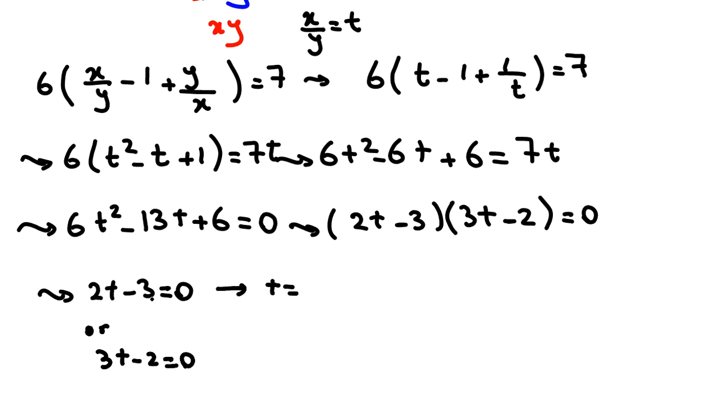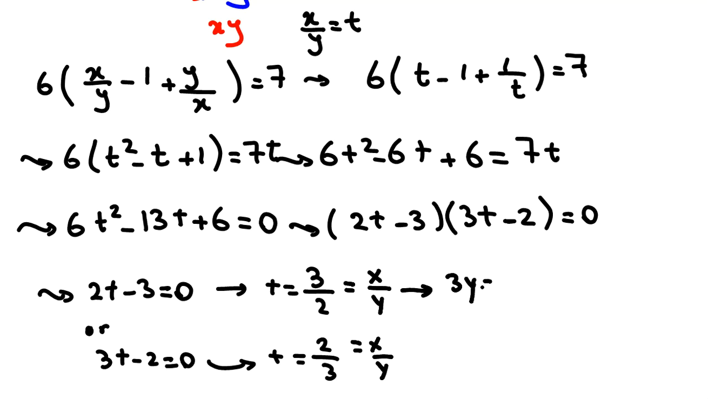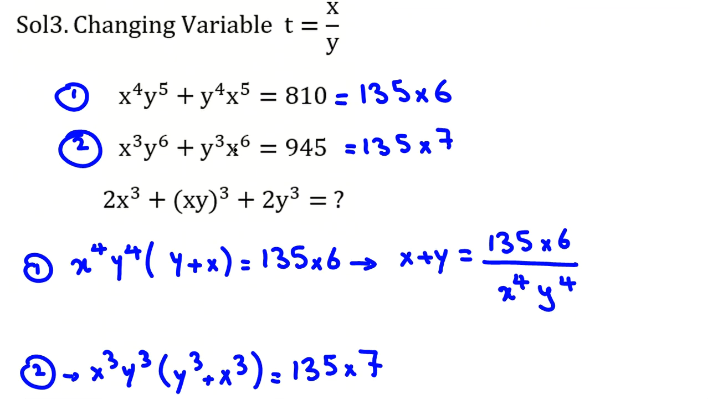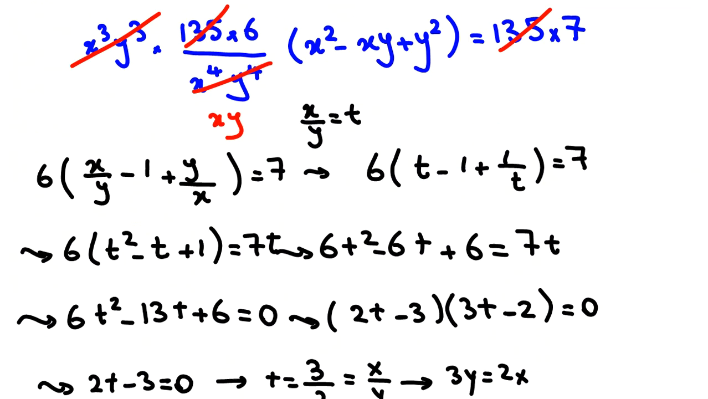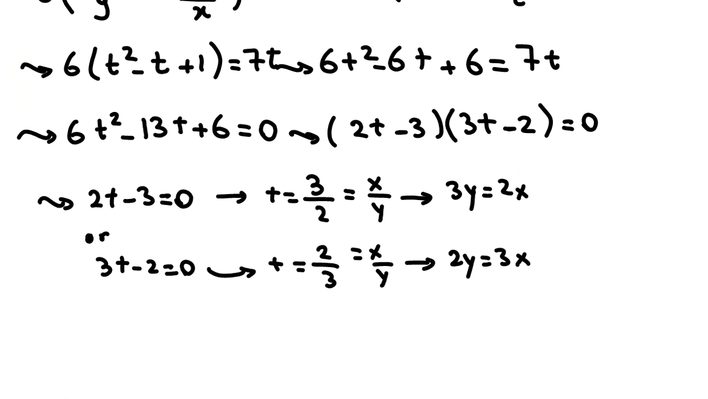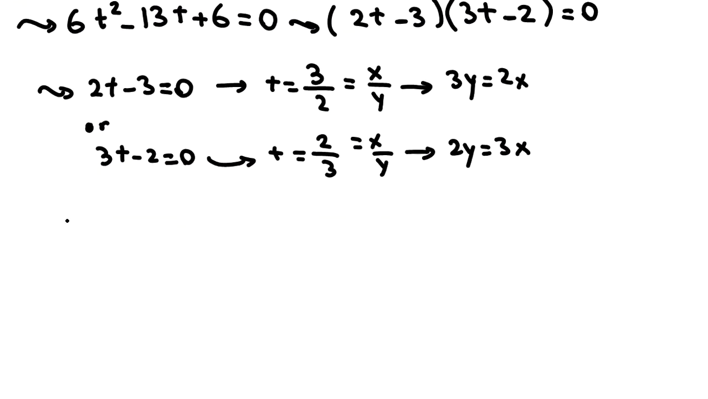In this case, you will understand: take -3 to the right-hand side, it will be 3, and divide by 2. Take -2 to the right-hand side, it will be 2 over 3. So t was what? x over y. In this case, you conclude 3y equal to 2x, or 2y equal to 3x, because x and y are symmetric in all the equations we have. So it is not important which of them I consider. For example, 3y equal to 2x, the first one, and the rest will be similar to solution number 1.